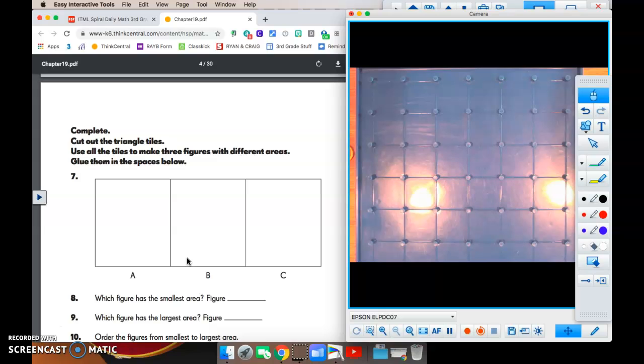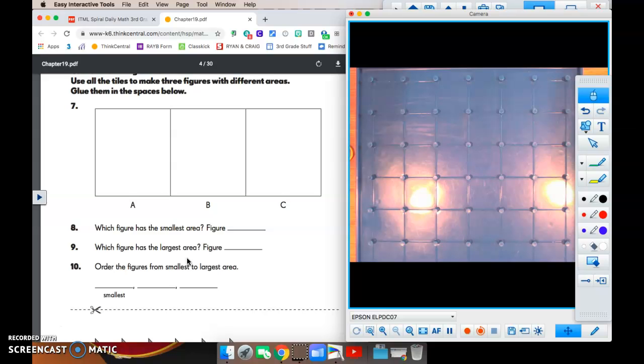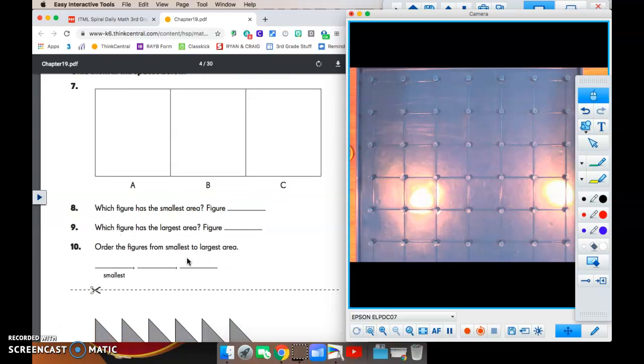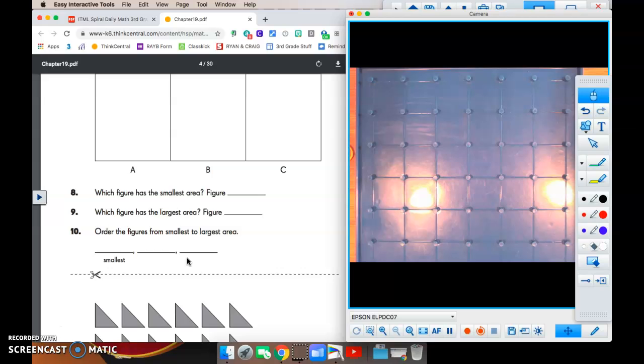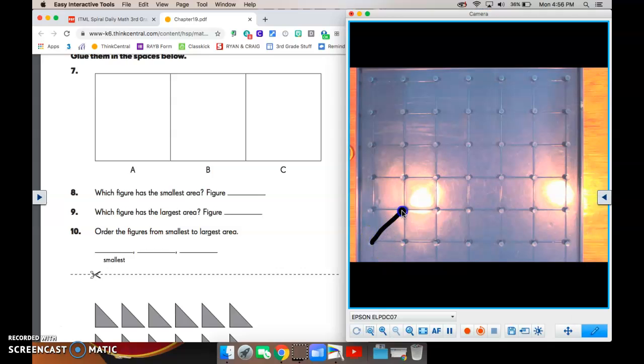Now it says cut out the triangle tiles. Use all the tiles to make 3 figures with different areas. Glue them in the spaces below. So you only have 12 tiles total, okay? So if you know you only have 12, we're going to say here's 1. And there's 2. So there we have 2 of them. That's one shape, that's shape A. Shape B.